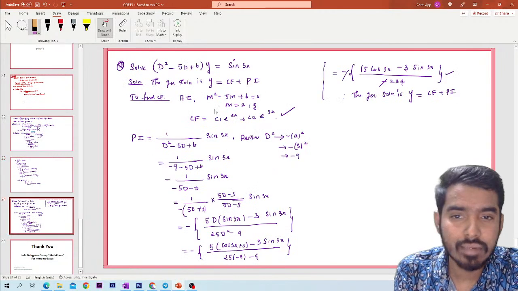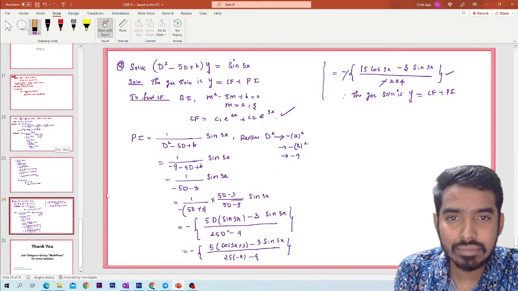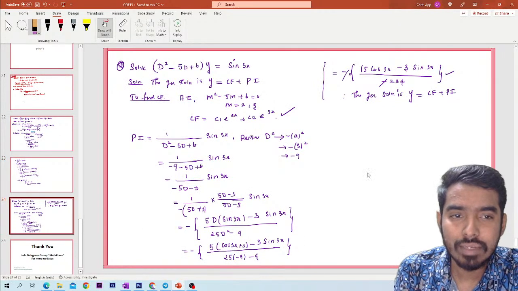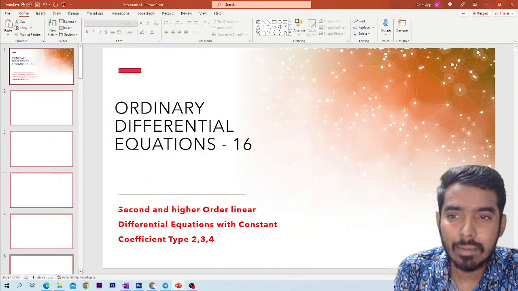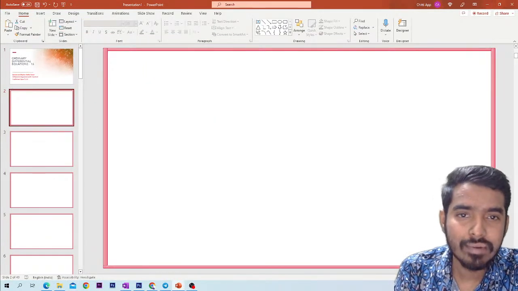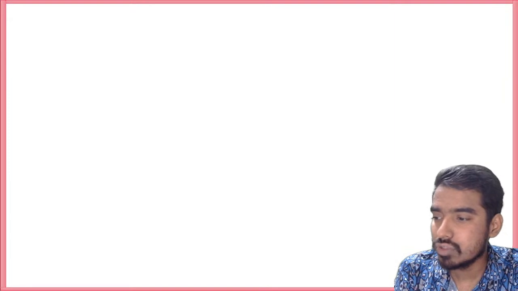And then we discussed the second problem also. So we have solved two problems on type 2. We will continue solving some problems based on type 2. After that, we'll move on to type 3 and type 4. We'll try to complete type 3 and type 4 also in this class.